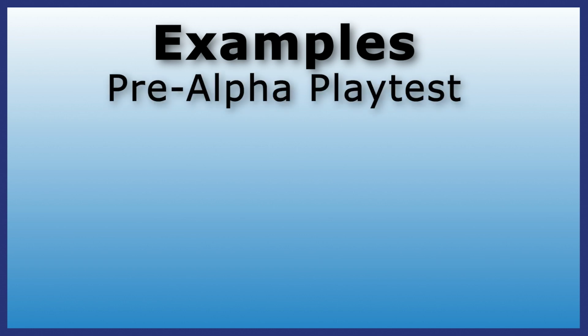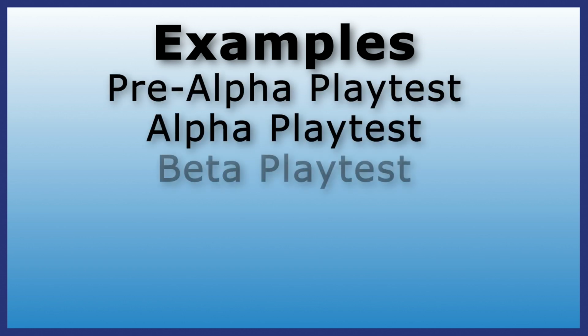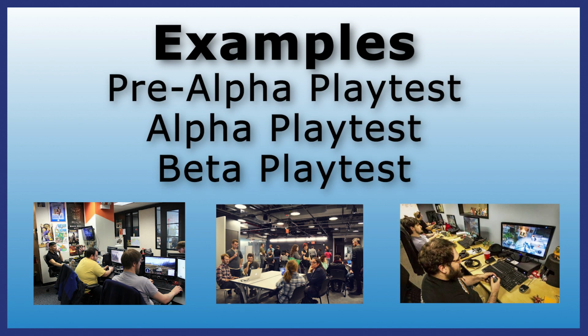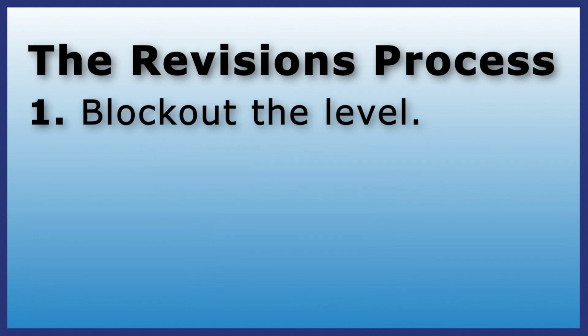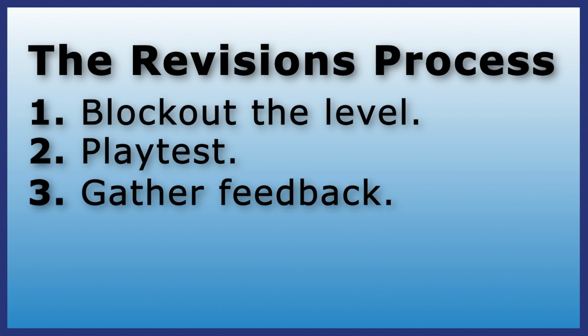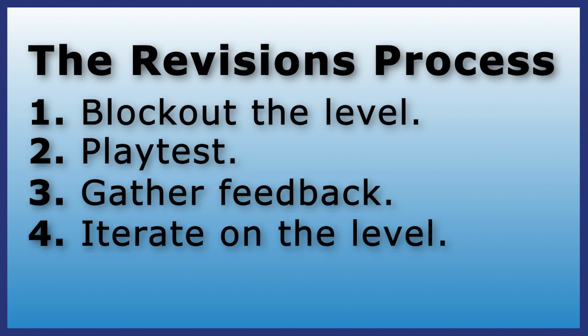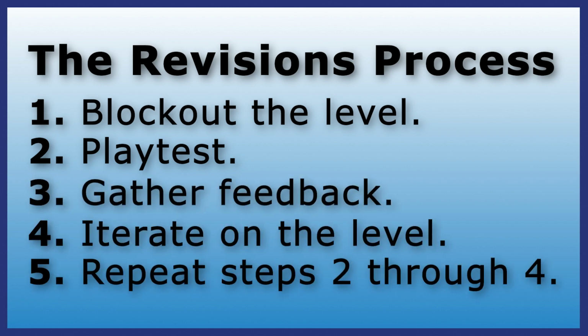Ideally, there should be several playtest sessions that are hosted over the course of a game's development. Each time that you host a new one, you should have a new iteration of your level that addresses criticisms from the previous version. Basically, your process is going to look something like this. Block out the level, playtest, gather feedback, iterate on the level, and then repeat steps 2 through 4.